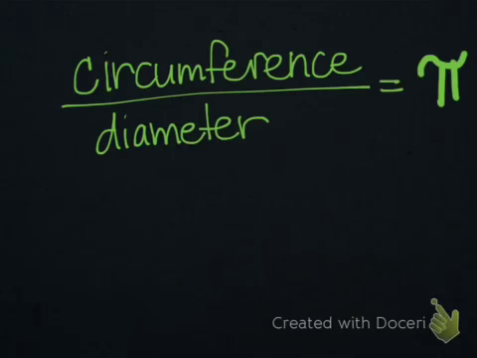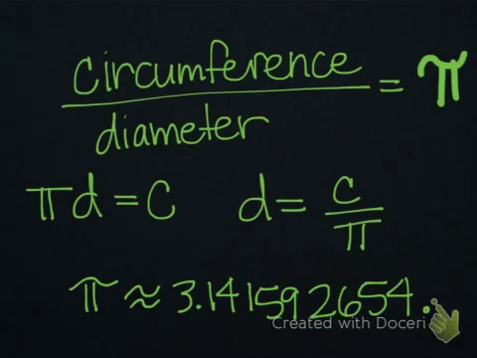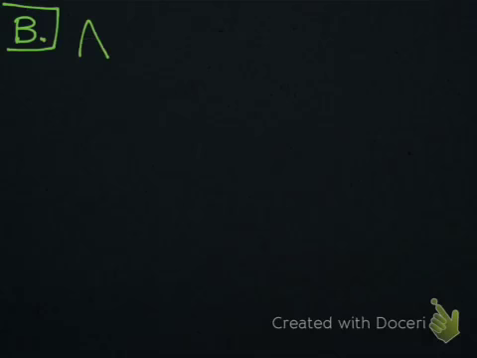When we're talking about circumference divided by diameter, that's pi. So pi times d is the circumference. The diameter is circumference divided by pi. And pi is a never-ending number. It goes on forever, 3.141592654, and it keeps going. But when we talk about pi, it's just 3.14.